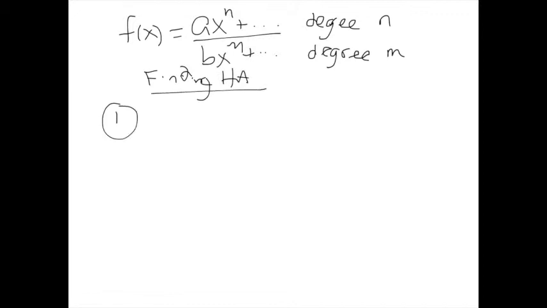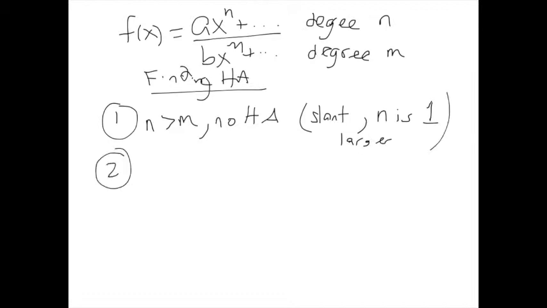Number one, if the largest exponent in the numerator is bigger than the largest exponent in the denominator, then there is no horizontal asymptote. What's going on is the ends are approaching either positive or negative infinity. We will deal with a special case at some point where we have slant asymptotes, and slant asymptotes only occur when n is larger than m and when n is 1 larger than m.